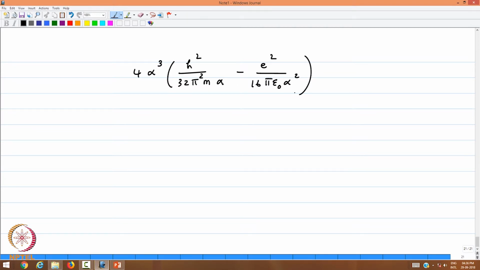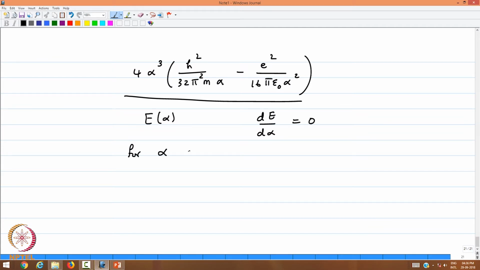Okay. Now, you have to remember that if this is to be given as the E of alpha, then you have to set dE with respect to d alpha to be 0, and then obtain an expression for alpha.